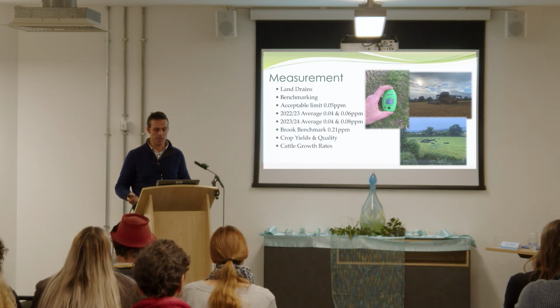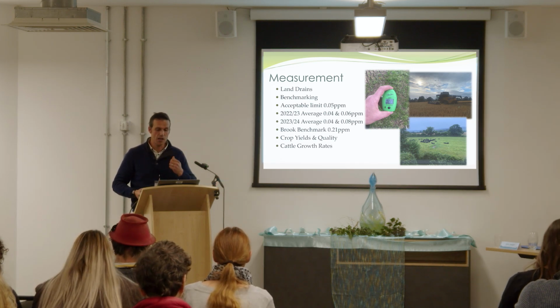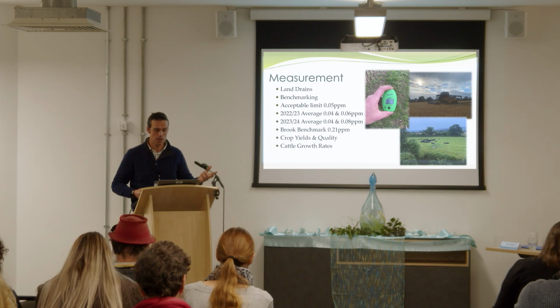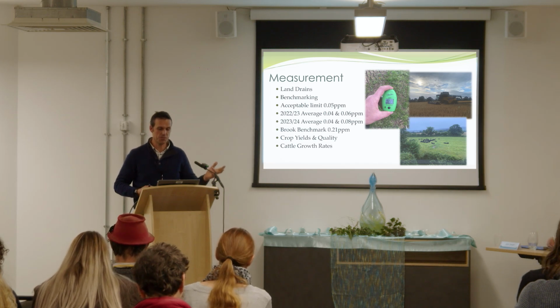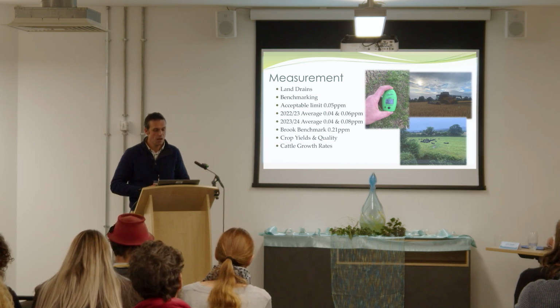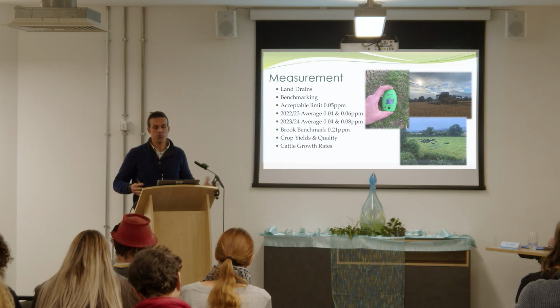So we employ mixed herbal leys. All of our grassland has legumes with it, with the exception of some permanent pastures on steep slopes. And the growth rates of the cattle are good, so it must be doing something right.